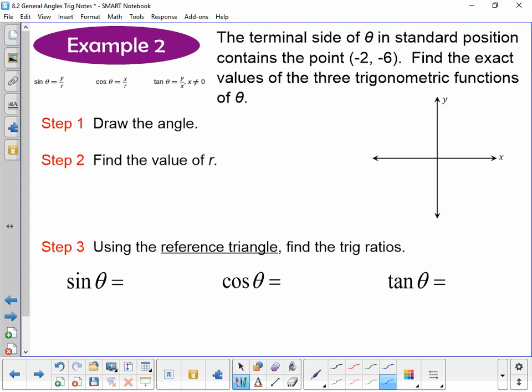So here are our instructions. The terminal side of theta in standard position contains the point (-2, -6). We want to find the sine, cosine, and tangent of theta. Well, if we start at the origin and we want to get to that point (-2, -6), we would go back 2 and we would go down 6. This is the point (-2, -6). It tells me that that point is included on the terminal side of the angle. So here is the terminal side of the angle going through that point.